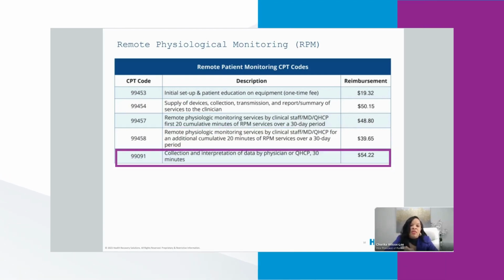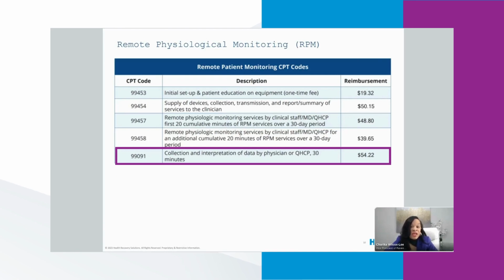Okay. The last code is the 99091. It's for the collection and interpretation of data by a physician or a QHCP for 30 minutes. This code can only be used by MDs or your QHCPs, your physicians or your QHCPs. Your clinical staff could not utilize this code. It has a $54.22 reimbursement rate.